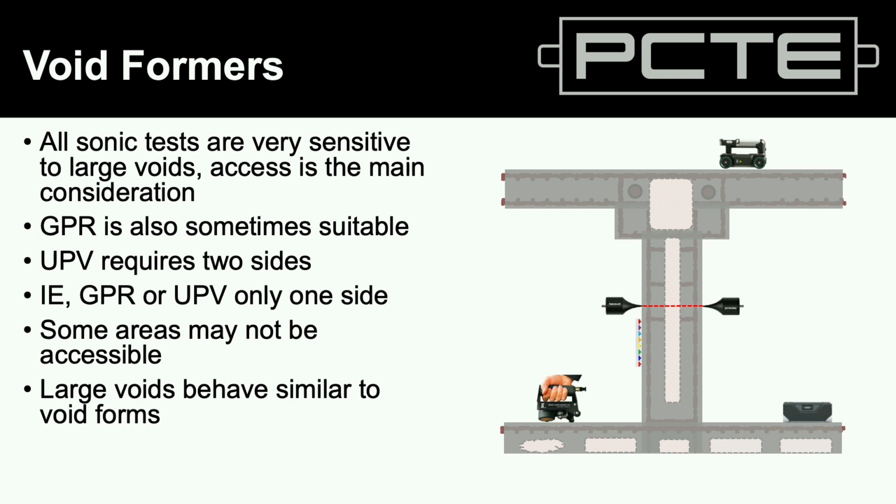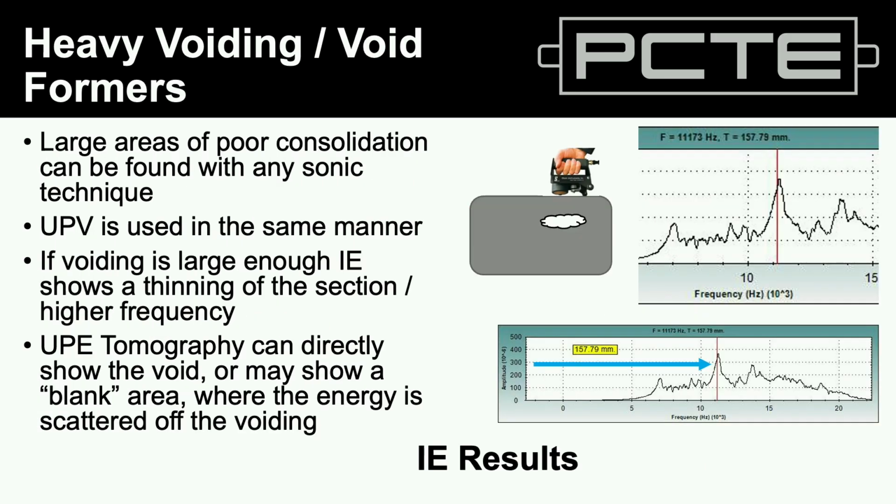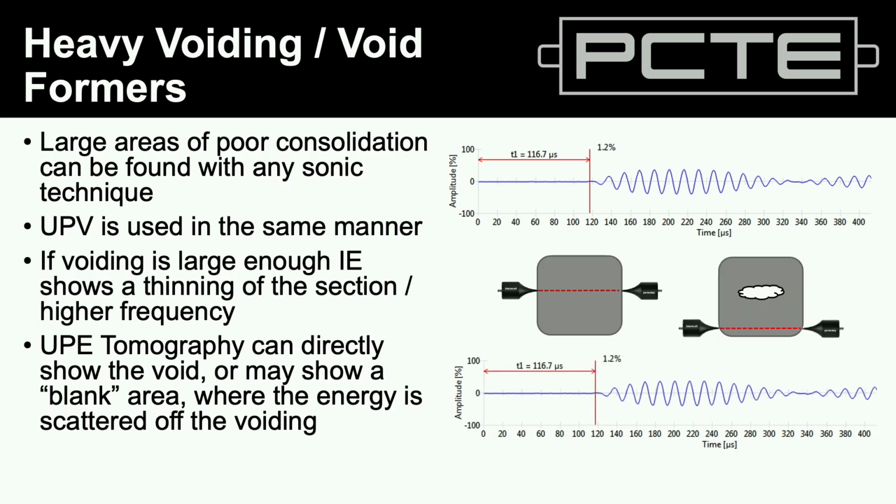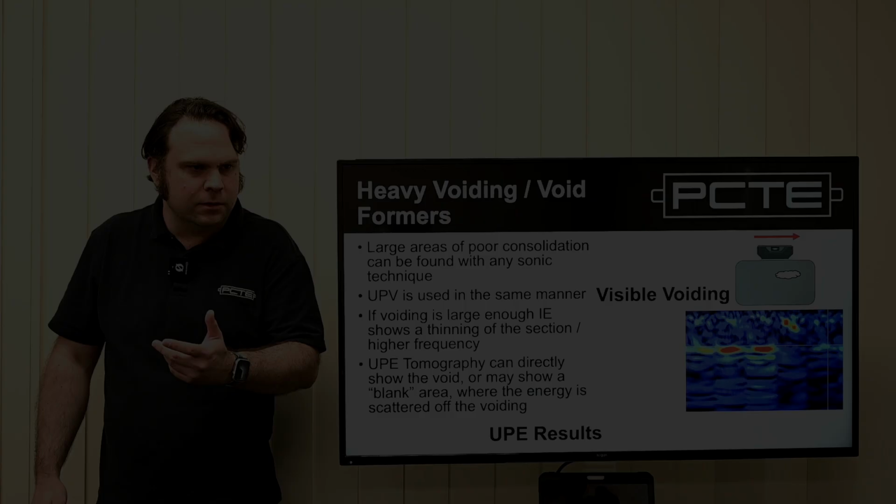Now, void formers are basically like a thinner concrete. Big voids are like void formers. So we get thinner on our impact echo test. We simply go to a higher frequency. That means a thinner result. With ultrasonic pulse velocity, we tend to get slower because it's got to go around or through and it gets weaker. And again, it has to be directly through the path of that void.